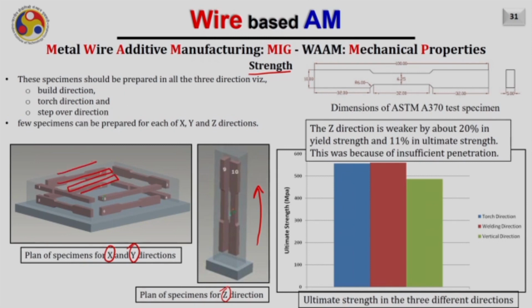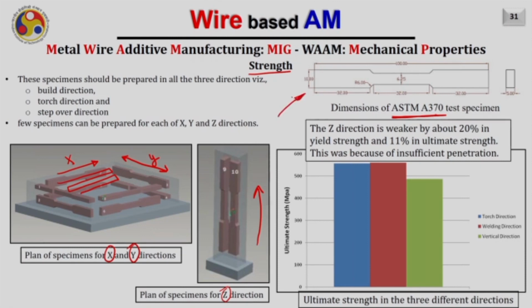In this case, this is the direction of the torch, let me call it the X direction, and there will be another direction perpendicular to it, corresponding to the step over direction, because in this direction you are taking a step over, and that is the Y direction. After depositing the block by this technique, we can prepare the samples, and usually for wire arc additive manufacturing, the ASTM A370 test specimens are sufficient. This is the typical sample for that.